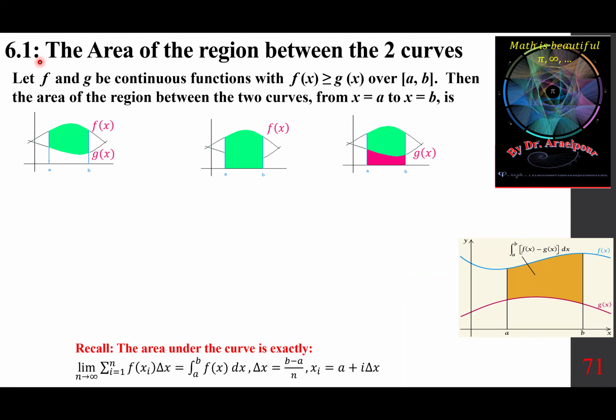6.1, the area of the region between two curves. Let f and g be continuous functions with f of x larger than or equal to g of x over some interval [a, b]. Then the area of the region between the two curves from x equals a to x equals b is given as follows. And I'm reminding you that the area under a curve uses the Riemann sum. Everybody remembers that.